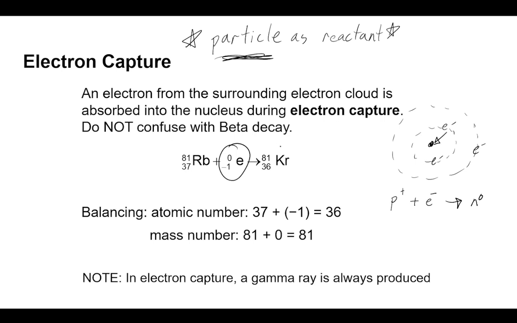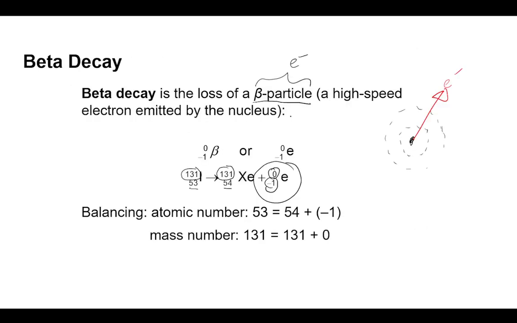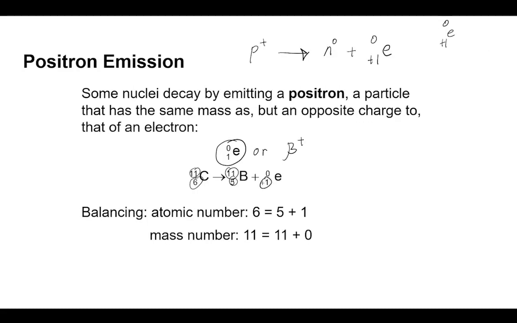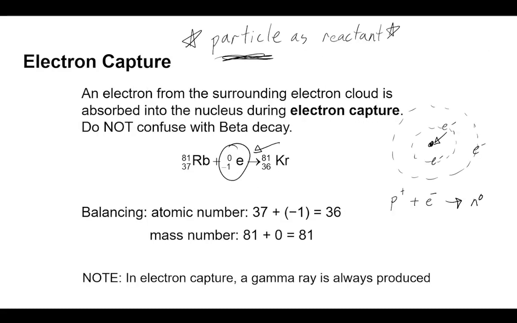Don't confuse it with beta decay, because this looks like a beta particle, right? But really our beta particles are going to be appearing as products here, right? This is what's emitted. This is beta decay when it's a loss of a beta particle that's going shooting off into space. Yes, it's an electron, but more specifically, it's a beta particle that's being created. Here, we are capturing one of our own existing electrons. This is not a beta particle because it is an electron that exists as an electron in our electron cloud that our nucleus is absorbing.